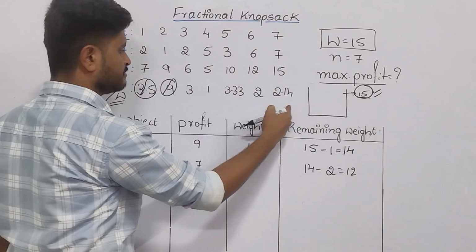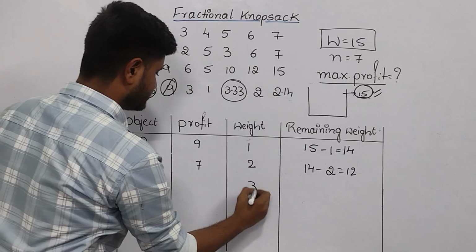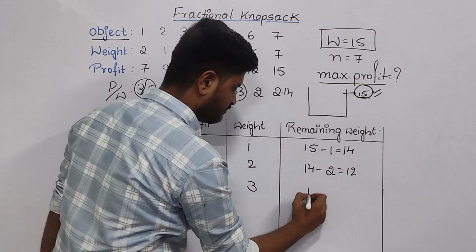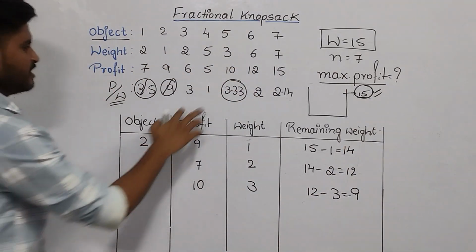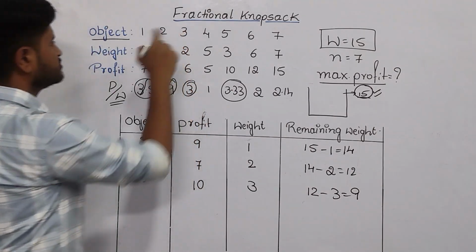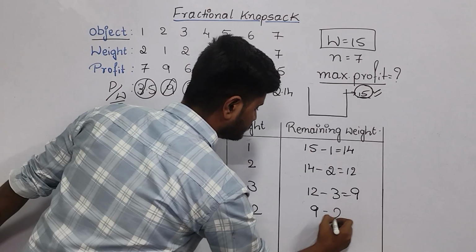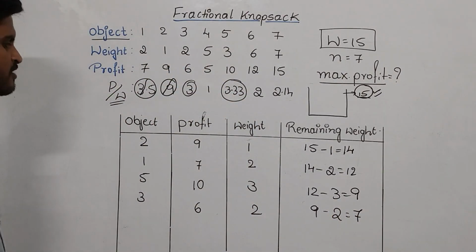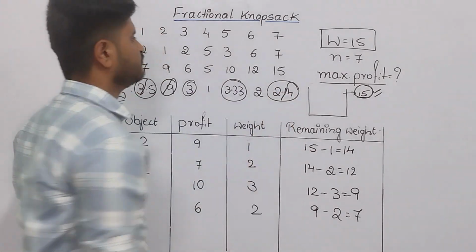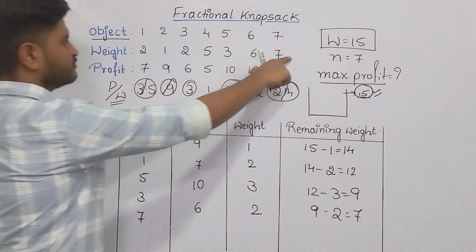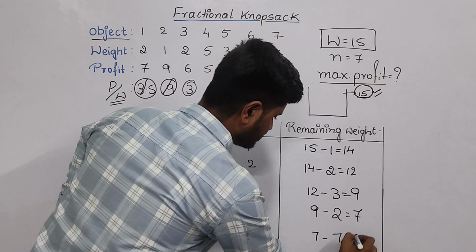Now continue the process. The maximum among these four is 3.33. That is object number 5. Its weight is 3 and its profit is 10. So the maximum weight was 12, 12 minus 3 will be 9. Next, among these four, who is having the maximum value? 3, that is object number 3. Its profit is 6, its weight is 2, therefore 9 minus 2 will be 7. Now we are left with the maximum weight of 7. Now among these three, who is having the maximum profit by weight ratio? 2.14, that is object number 7, and its weight is 7. Object number 7's profit is 15. So 7 minus 7 will be equal to 0.